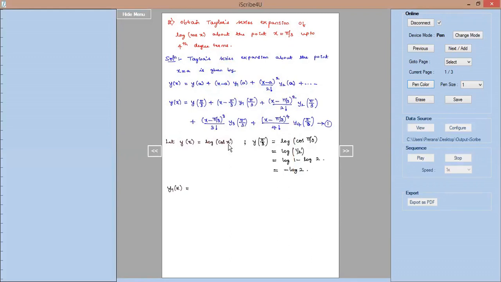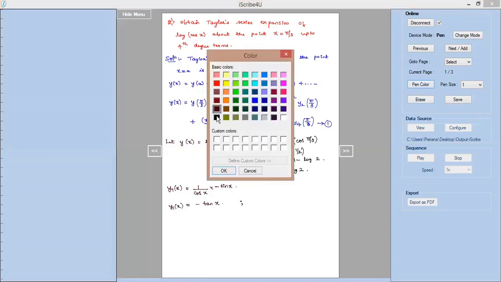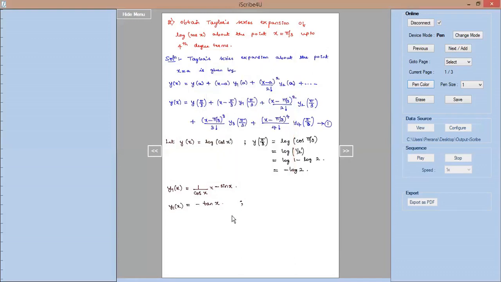Differentiation of log of cos x is 1 divided by cos x into differentiation of cos x, which is minus sin x. So we are getting minus tan x. So we have y1 of x is equal to minus tan x. So we will now find out at the point pi by 3 what is the value for y1 of pi by 3. So y1 of pi by 3 will be minus tan pi by 3.